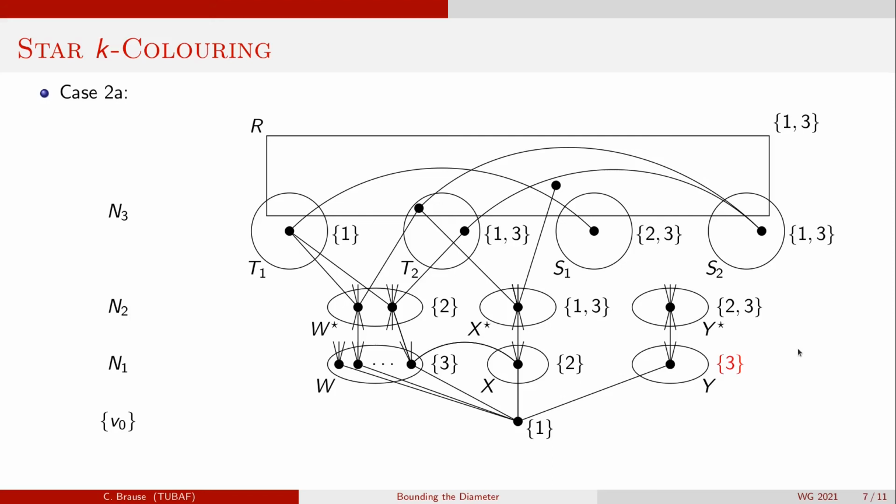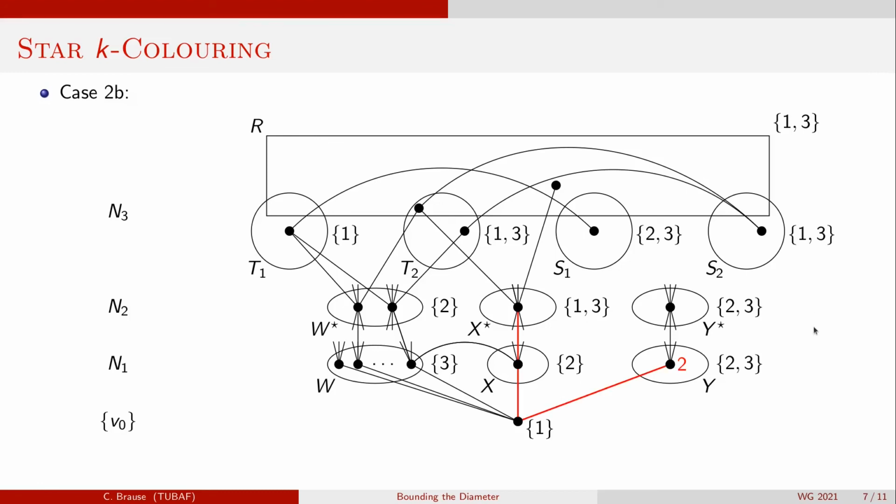Well, case 2a is that where we assume all the vertices in Y receive color 3. Somehow similar as in case 1 or as for W star, we find that all vertices in Y star have to receive color 2. And now that's a technical proof, but we can show that this 2 list assignment of our graph G can be extended to a 2 list assignment of our supergraph. And so let's go to case 2b, and here we assume that at least one vertex in Y receives color 2.